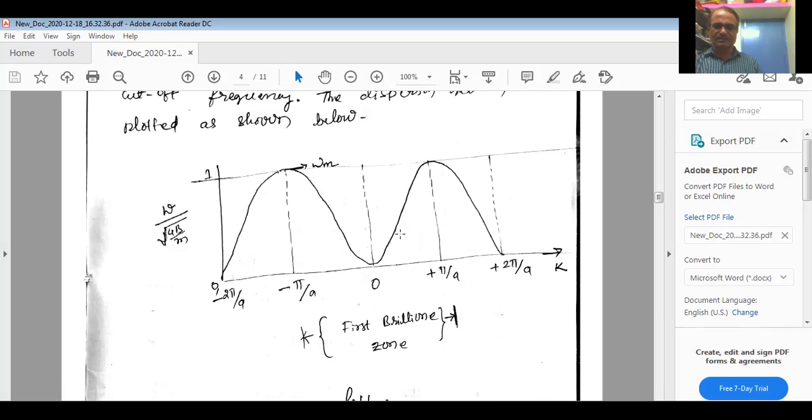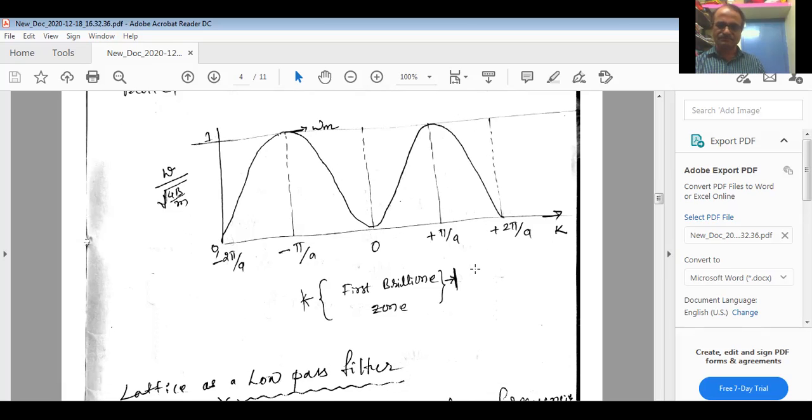And you look at this curve. This curve is like this, and the range between minus pi by a and plus pi by a is called the first Brillouin zone. The range between plus pi by a to 2 pi by a and minus pi by a to minus 2 pi by a is called the second Brillouin zone, and so on, as you know.